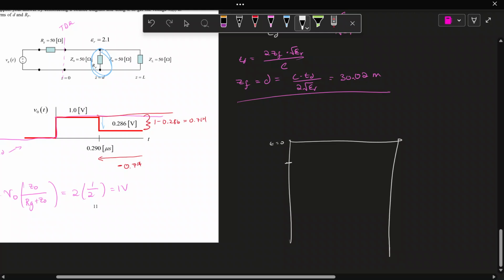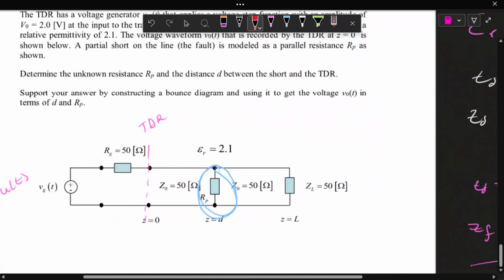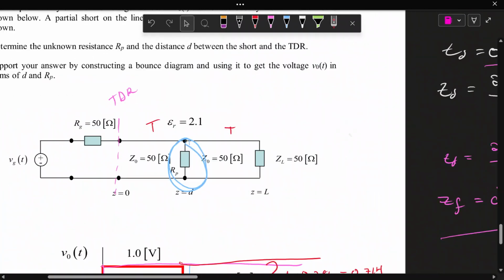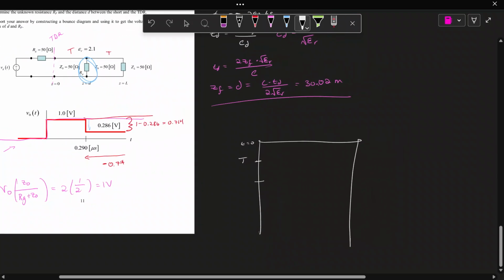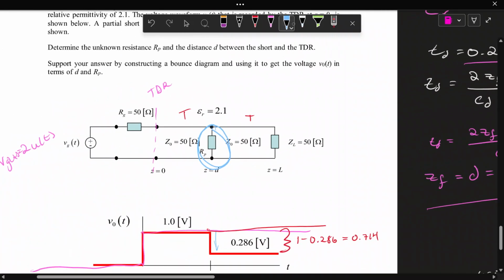Now, what else do we have? We have some time t it takes to get down the line, right? So what we can say is this is t, and this is t. Okay, so then it takes t time, so 2t, 3t, and 4t. Why can we say that these t's are the same?